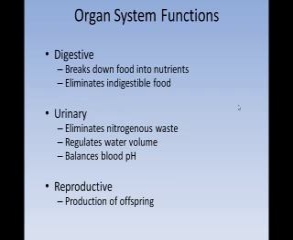The urinary system eliminates nitrogenous waste, which is nitrogen. We get nitrogen from our protein intake. This regulates water balance, or water volume, and blood pH. Reproductive, well, that's the production of offspring, more of you.